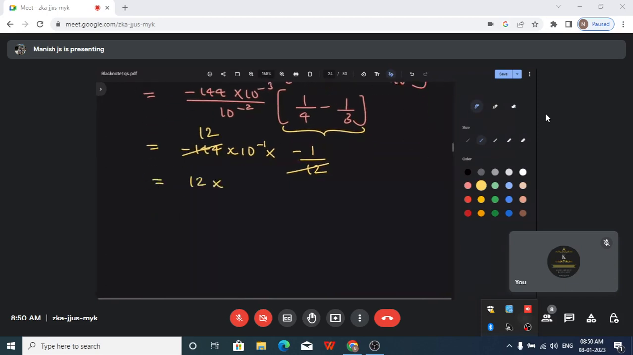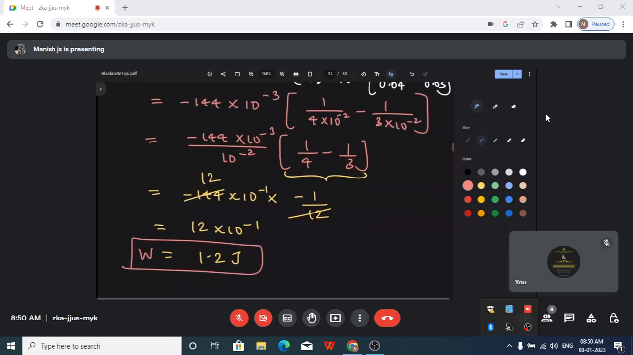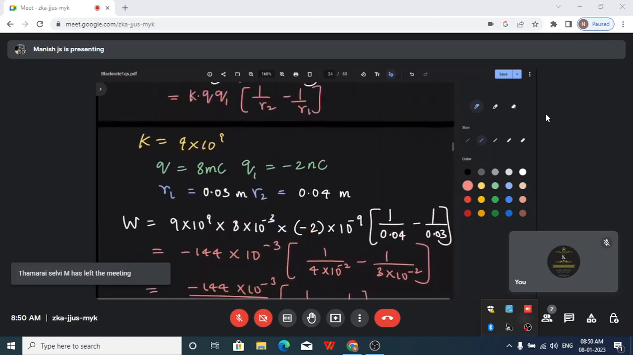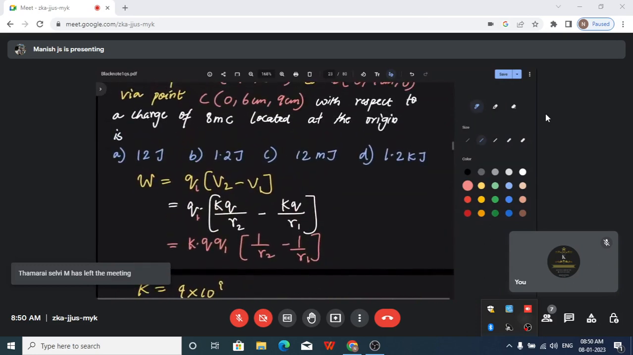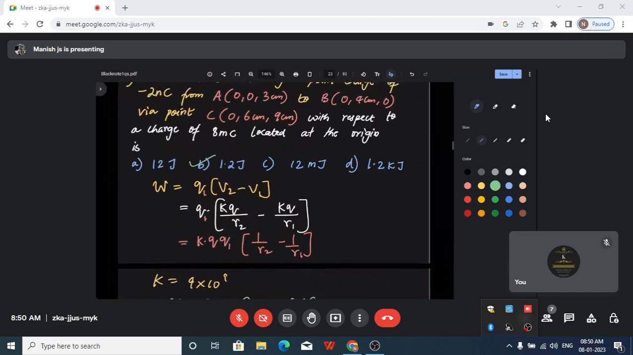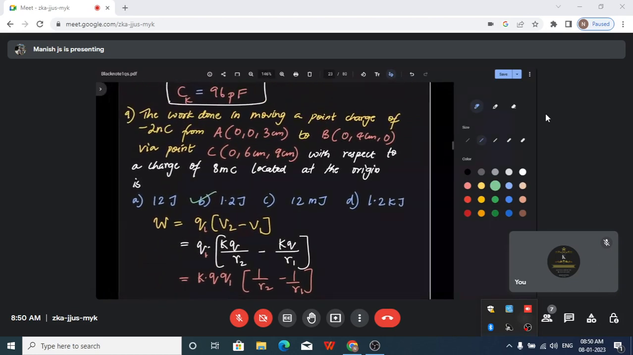10 minus 1. 12 into 10 power minus 1 decimal எப்படி எழுதிக்கலாம்? 1.2. அவ்வளவுதான். அதுதான் ஆன்சர். So work done is 1.2 joules. புரிஞ்சுதுங்களா? So the correct answer is option B, sir. Option B is correct. So option B is the correct answer for this question. Okay, fine.